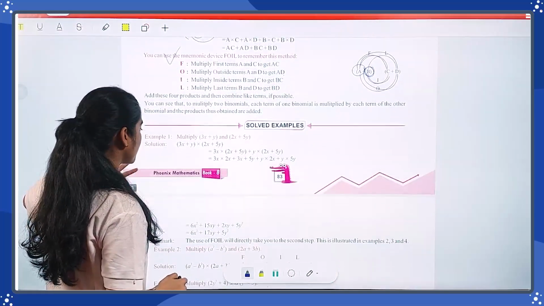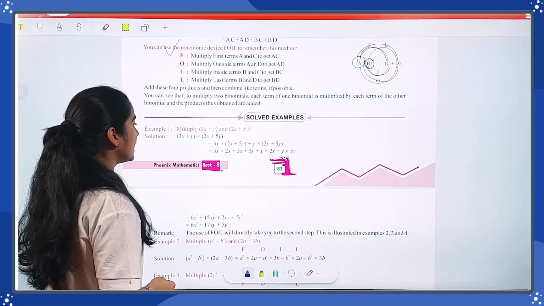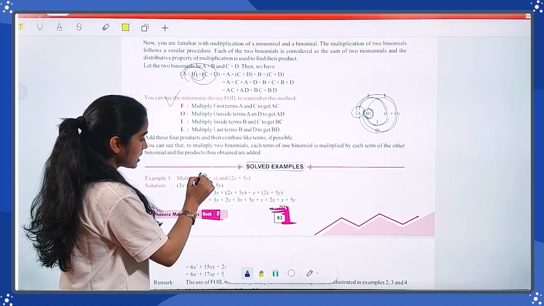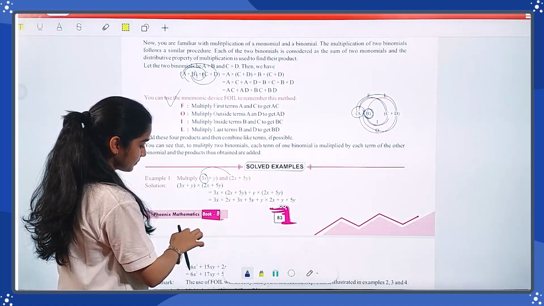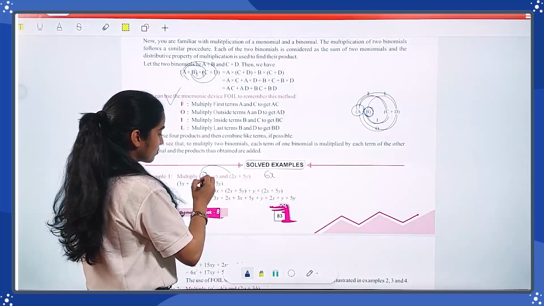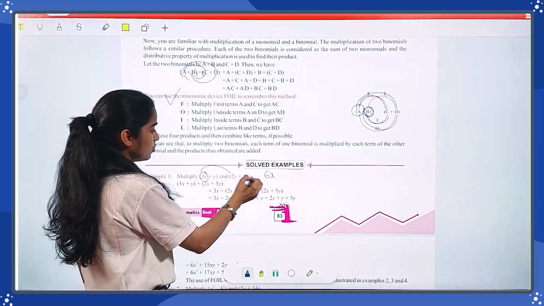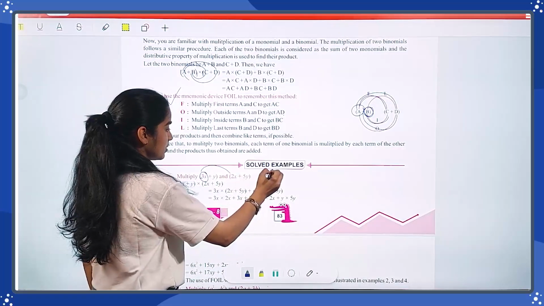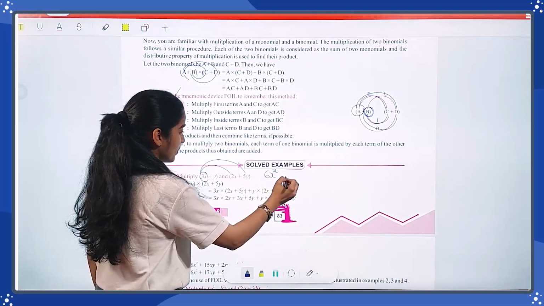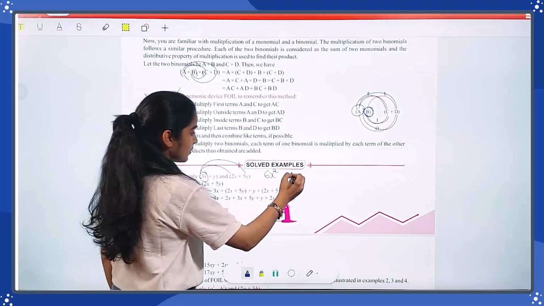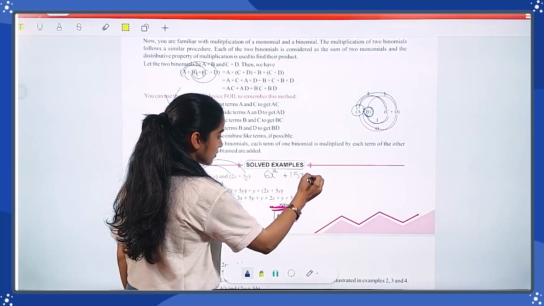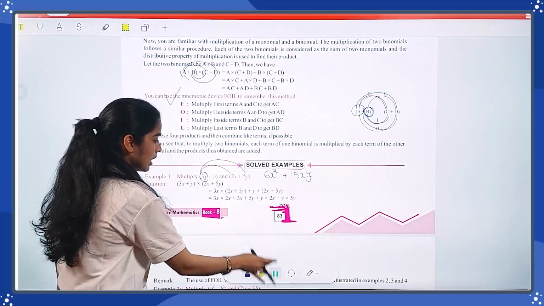Now multiply 3x plus y and 2x plus 5y. First we take 3x. 3x multiplied by 2x is, just try to solve, 3 times 2 is 6, x times x is x square, so 6x square. Next, 3 multiplied by 5, 3 fives are 15, x times y, so 15xy. That's it.